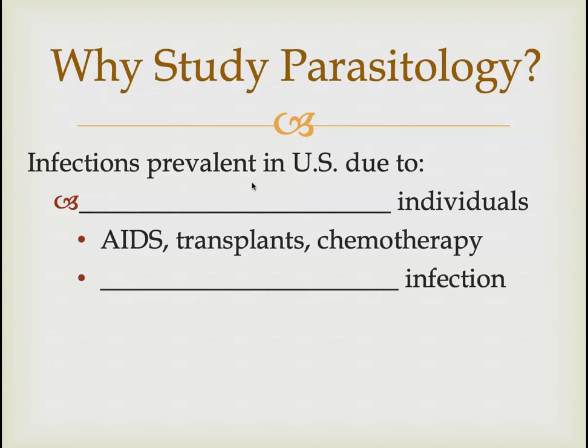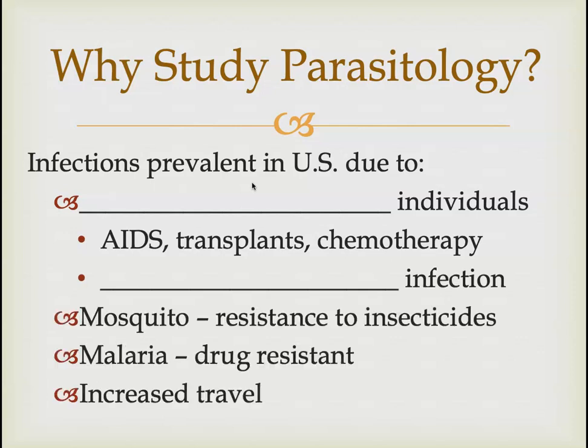So why do we see them so much in our developed country? Well, infections are prevalent here due to the fact that we have immunosuppressed people who could develop an opportunistic infection. So immunosuppressed patients have a weakened immune system. These are like the AIDS patients, transplant patients, chemotherapy patients, and they are more susceptible to dying or getting severely infected from any infection with their weakened immune system.